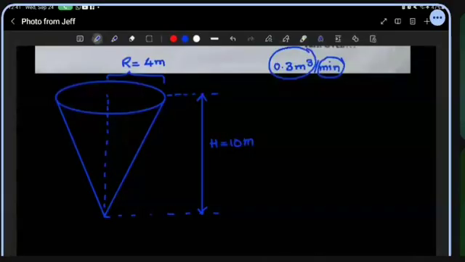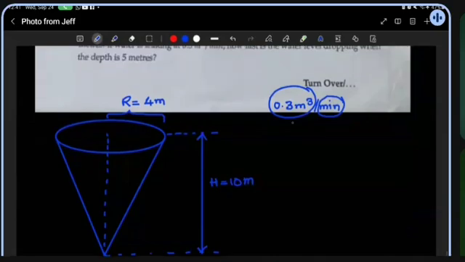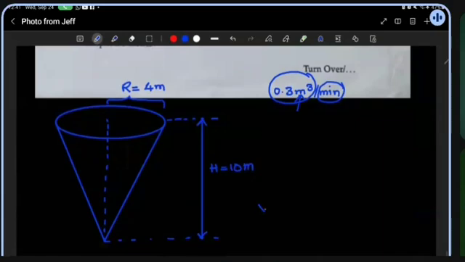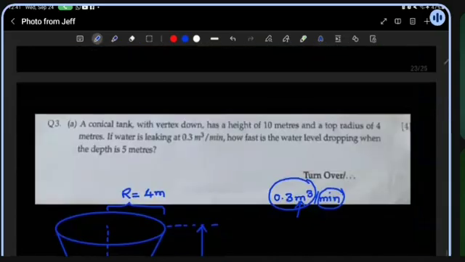Okay, so by looking at what we have here, we need to get the expression for the volume of a cone, because we're seeing that it is meter cubic. So how do we get the volume of a cone? The volume of a cone is obtained by multiplying 1/3 pi r squared times the height of the cone. This is the expression that gives us the volume. I want to get a derivative. The question continues to say, how fast is the water level dropping when the depth is at 5 meters?